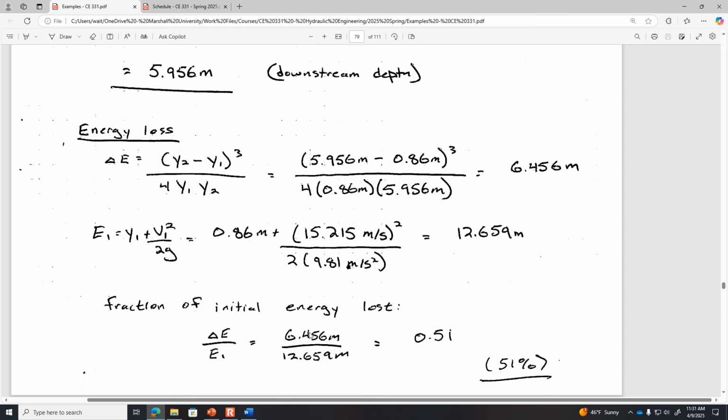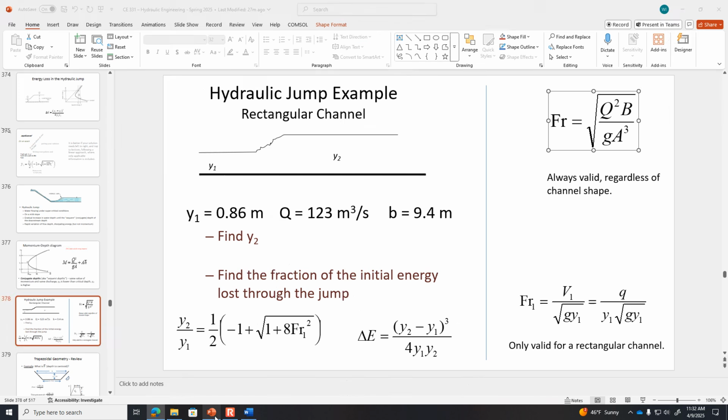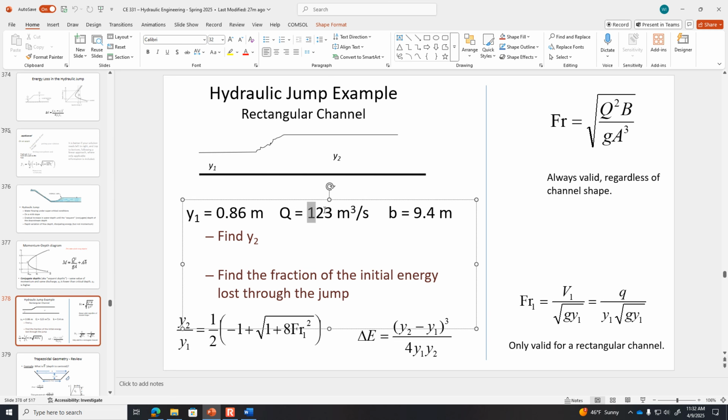So the other way we could have found out how much energy is lost is just to find E2. Because we know the new downstream depth, right? It's 5.956. And so E2 would be Y2 plus whatever velocity head there is. And it's still the same flow rate. The Q in and the Q out of the hydraulic jump is the same. So this flow rate of 123 cubic meters per second, that's the flow rate upstream and the flow rate downstream.